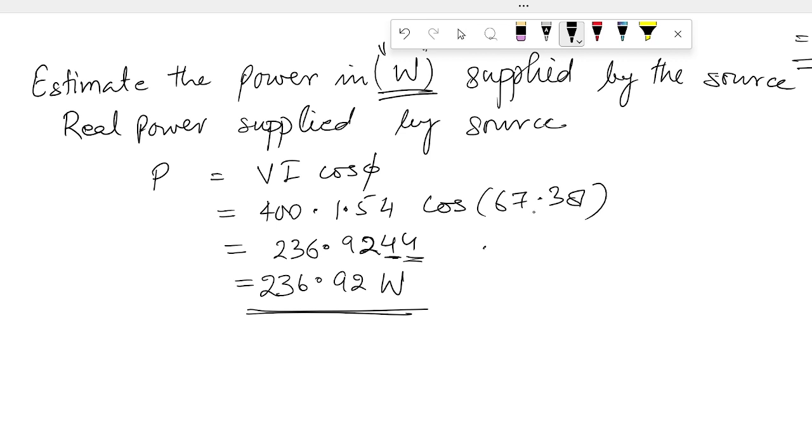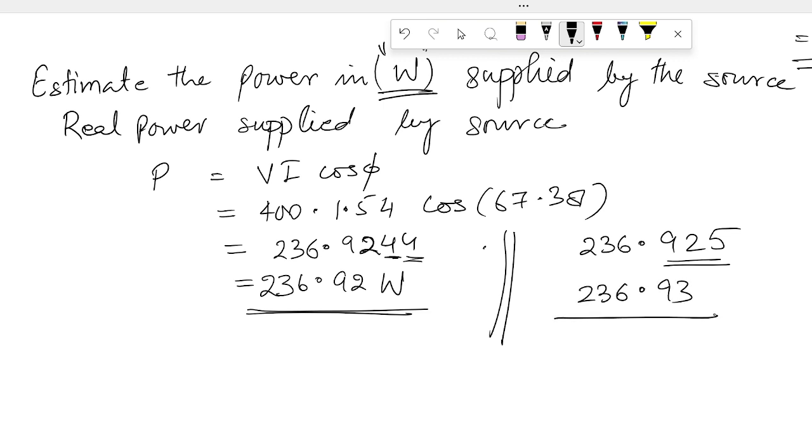Suppose my answer would be 236.92925 something. Then I would round up by the rounding method to 236.93. If the value after the second decimal place is greater than or equal to 5, then round up this value by one more. Okay, clear? Yes, sir. Okay, thank you, sir.